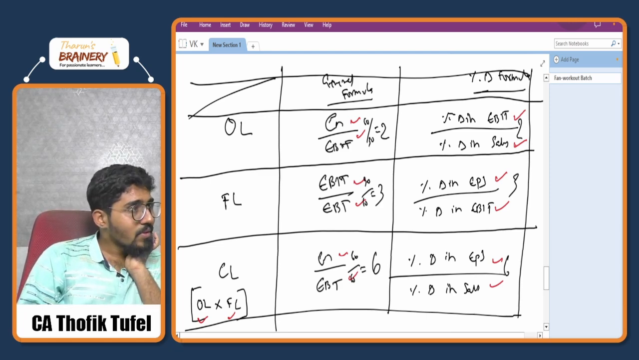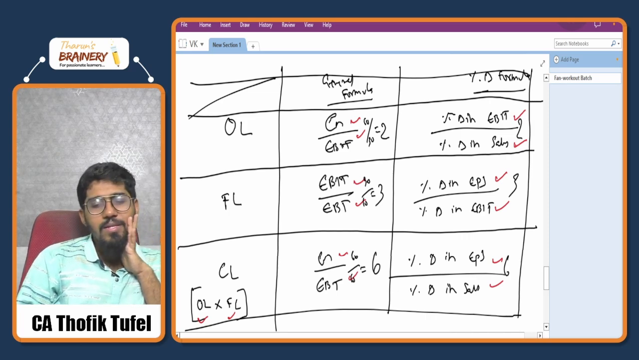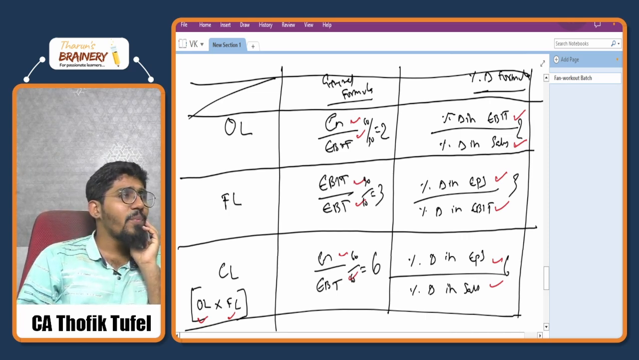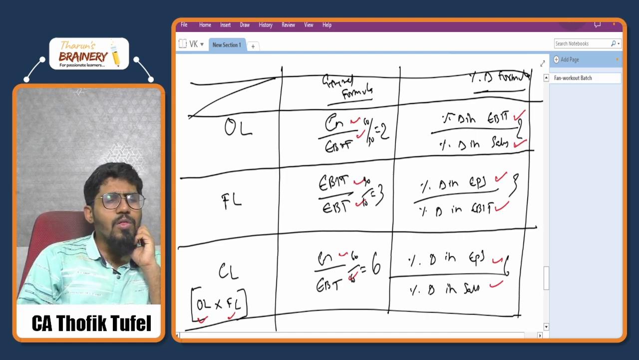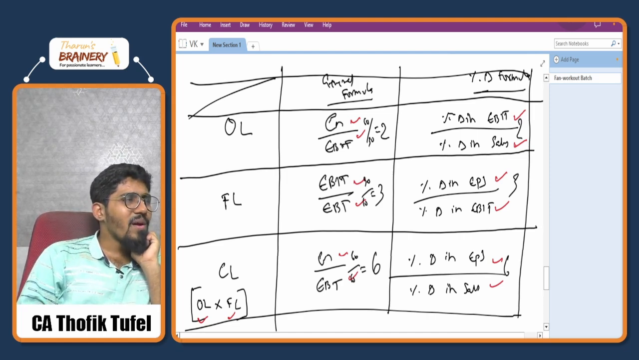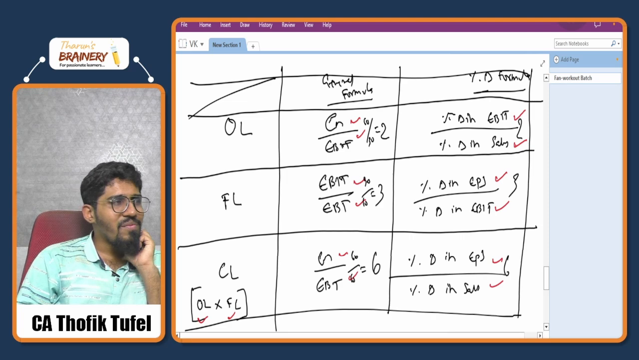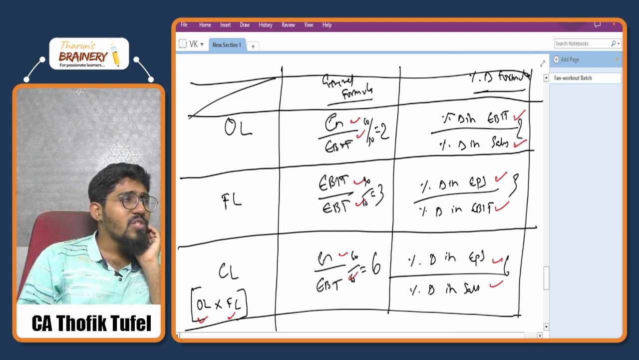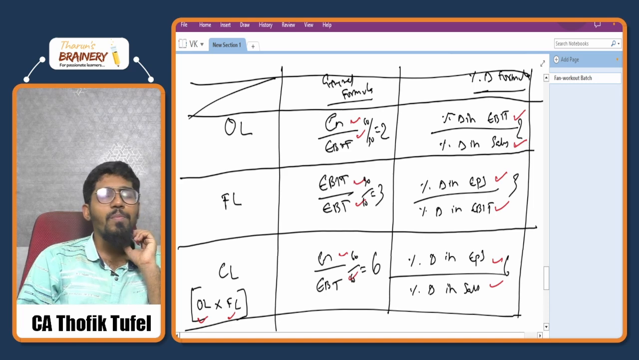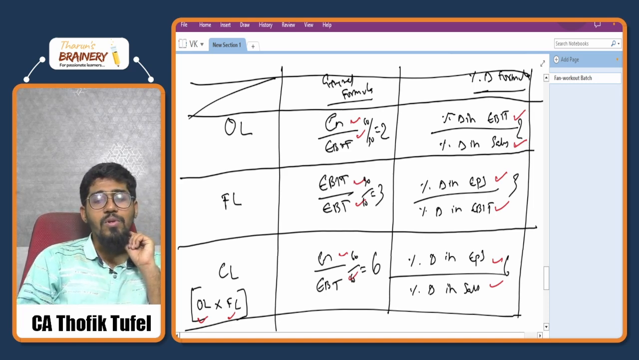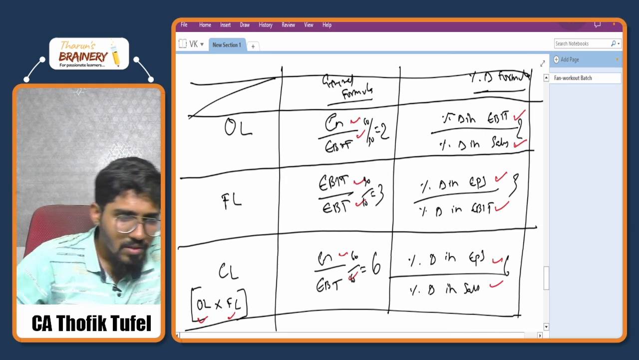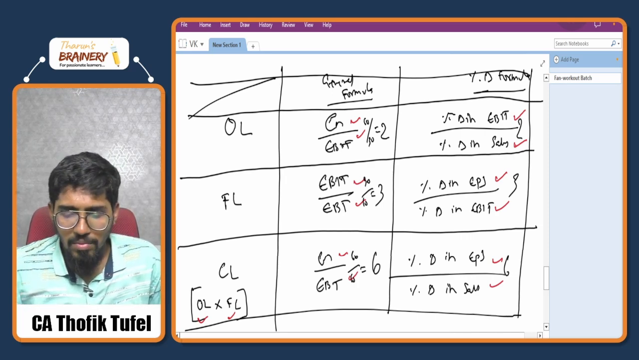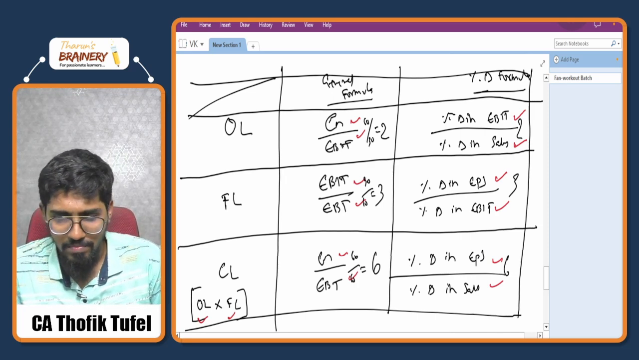Now, in the leverages there are some special points. Those special points we are going to cover while we solve the problems, which will also help us to solve problems. We are having some special points, and we will cover them from the problems. So now let us take the first problem.